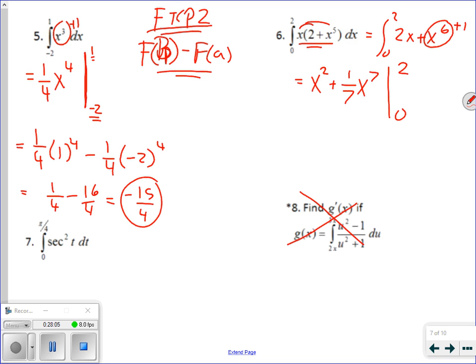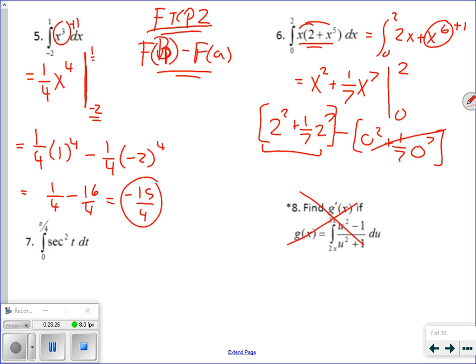So all you got to do is simply plug 2 into it. So we're going to be 2 squared plus 1/7 times 2 to the 7th. And then minus plugging 0 into it, which is 0 squared plus 1/7 times 0 to the 7th. And I did this in the calculator, but this goes to 0, and this simplifies down to 1/56/7.